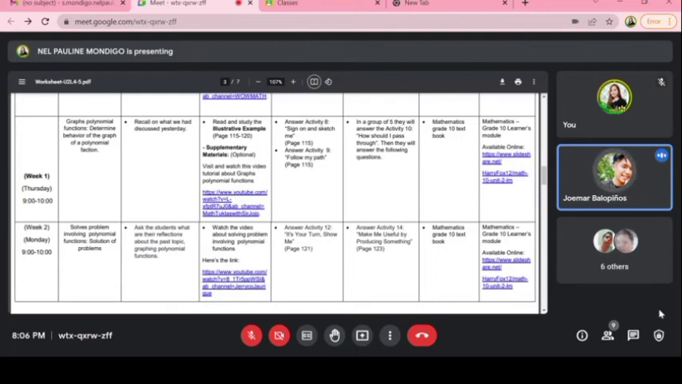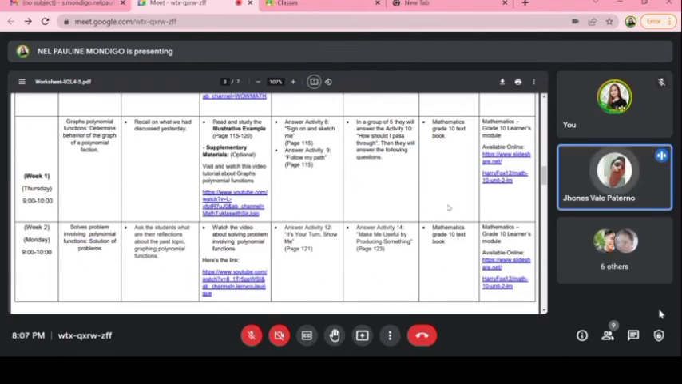Here is the link. So on independent practice, answer activity 8, Sign On and Sketch Me, on page 115, and answer activity 9, Follow My Path, on page 115. And in assessment, in a group of 5, they will answer activity 10, How Should I Pass Through? Then they will answer the following questions. And in the ICT integration, there are 2 types, the hardware and software. The hardware is the Mathematics Grade 10 textbook, and the software is the link of the Mathematics Grade 10 Learner's Module.